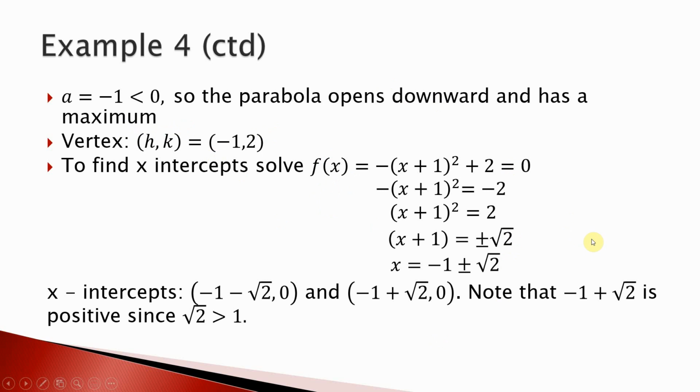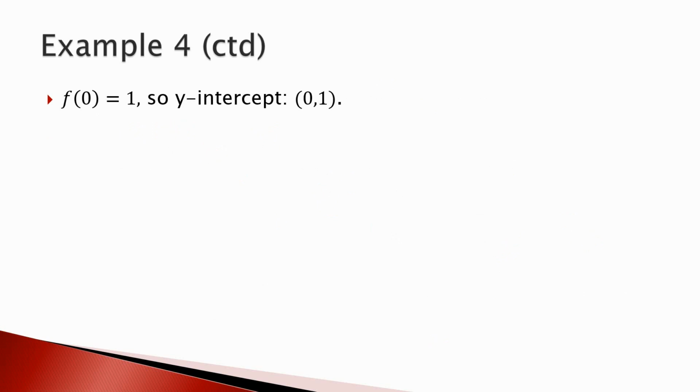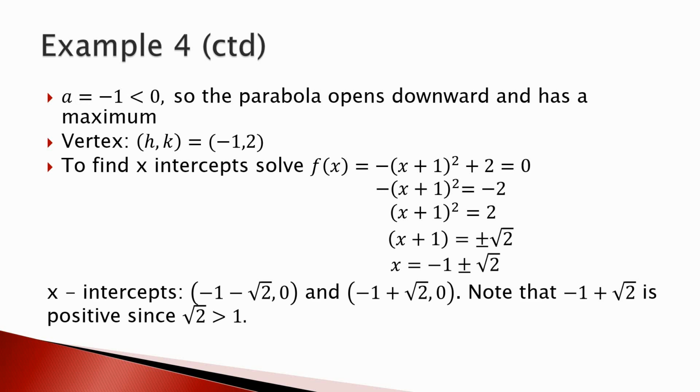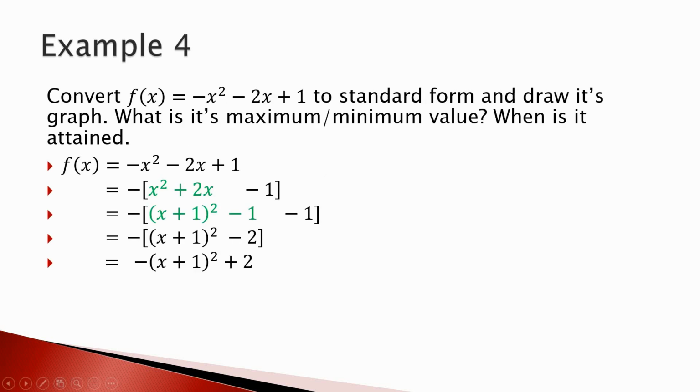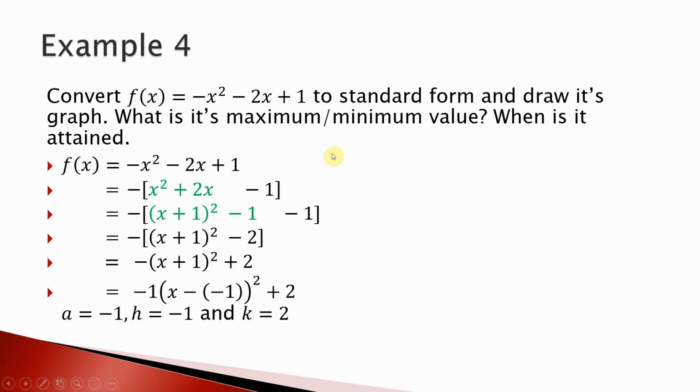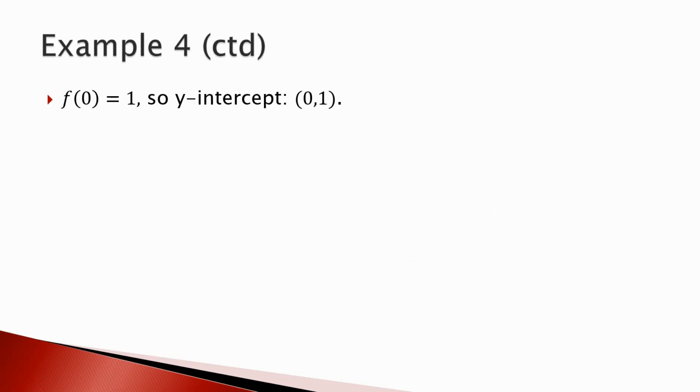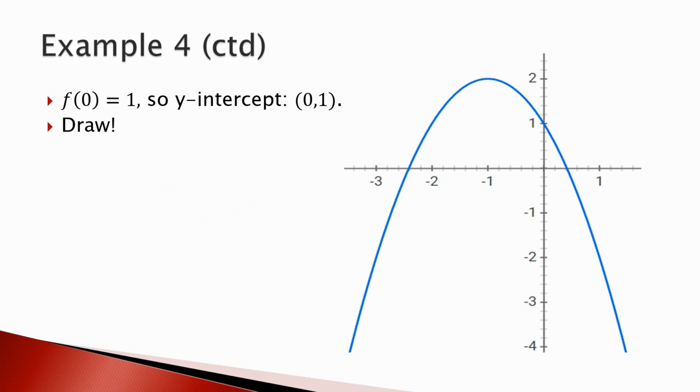So now if you find the y-intercept, you can draw. So y-intercept is just 0, 1. You just calculate f of 0. So when you calculate f of 0, f of 0 would be just 1. Okay, now draw. So you get this when you draw.